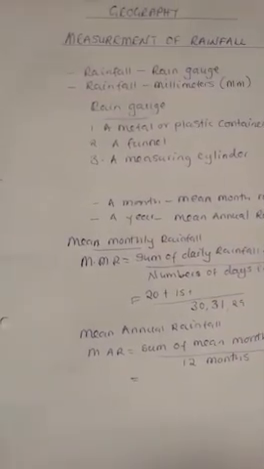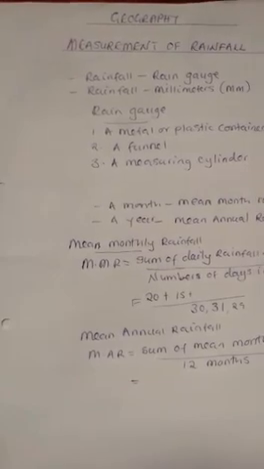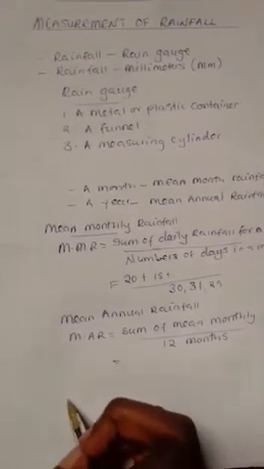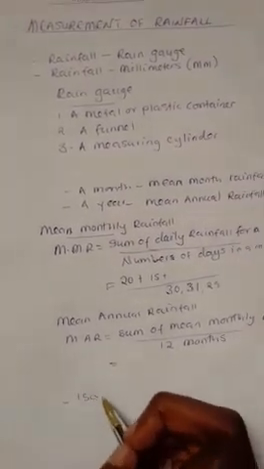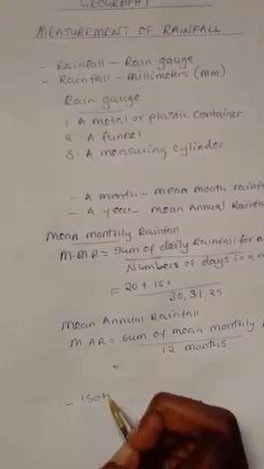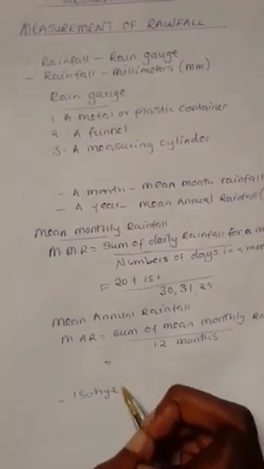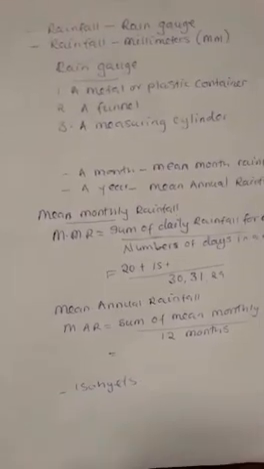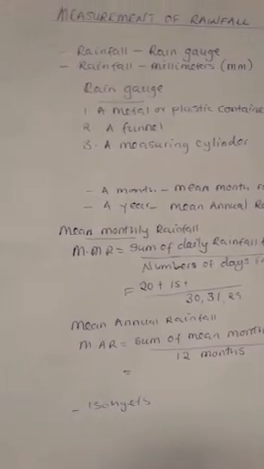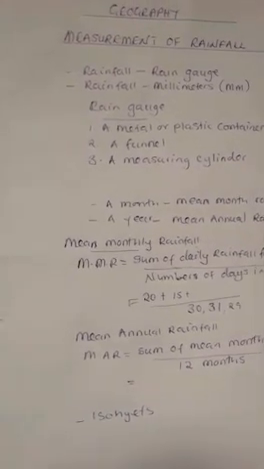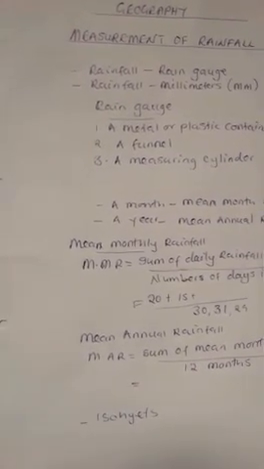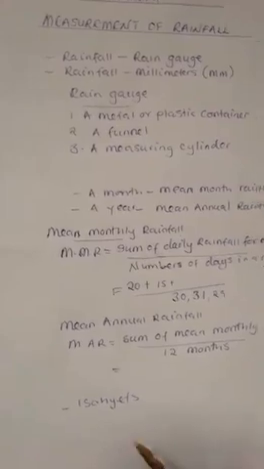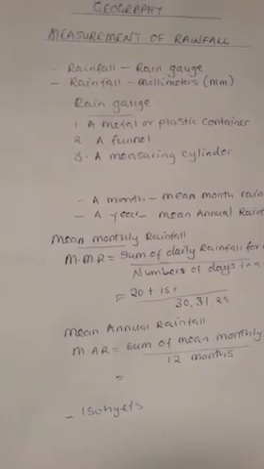On the weather maps, all places having the same quantity of rainfall are joined by a line known as isohyets.